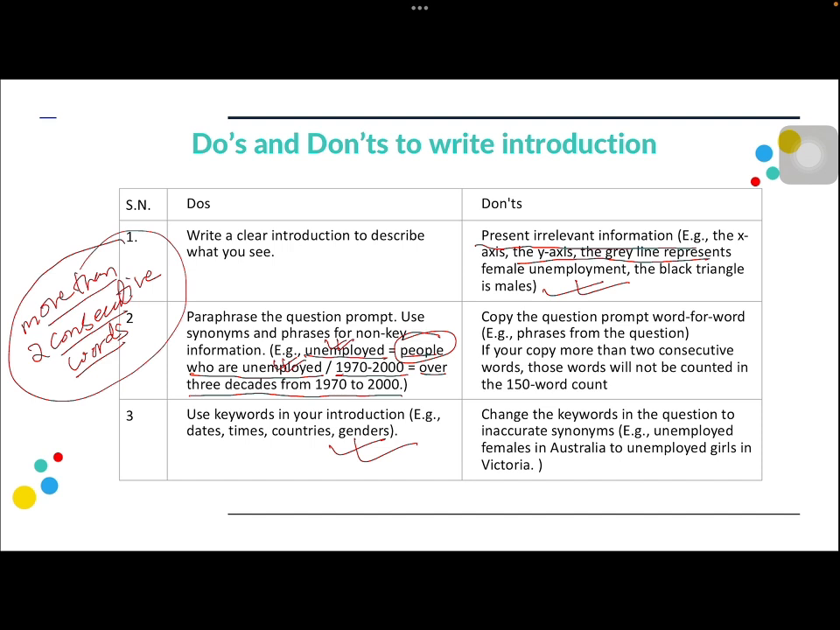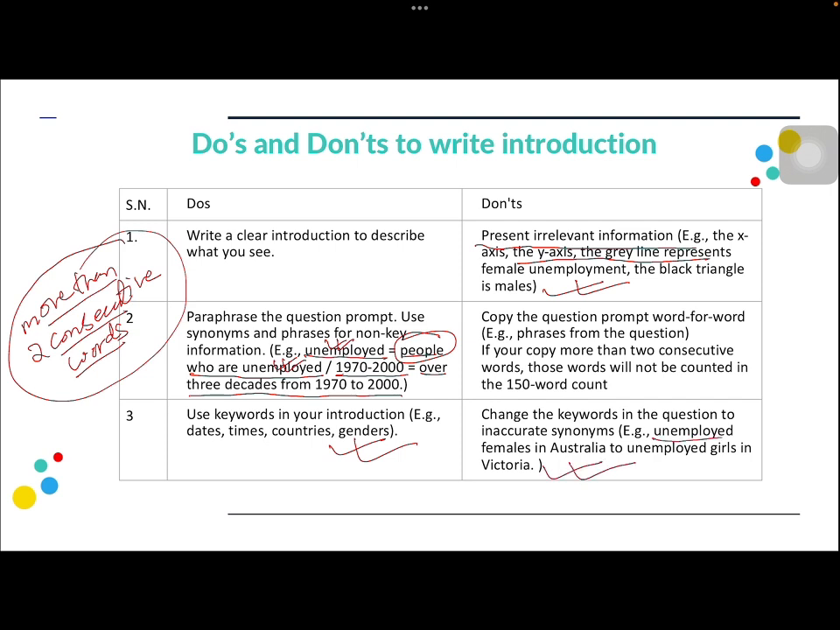Do not copy exact words from your question, especially not more than 2 consecutive words. If you need to copy, you can copy at least 2 consecutive words, but not more than that, especially in cases of using major keywords. Do not change the keywords in the question to inaccurate synonyms, right?